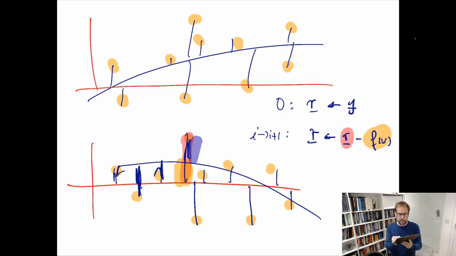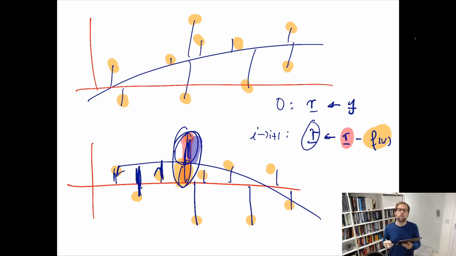Let me maybe draw it again. So the new residual would be this one here, which was the old residual, the value of the function, minus the fitted value of the function here. So this is what it looks like. Now I have updated it, and so on and so on. Now I can keep on updating this model.